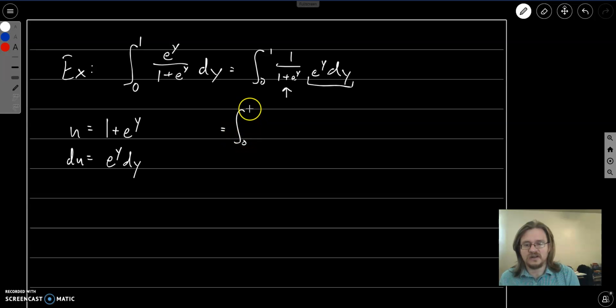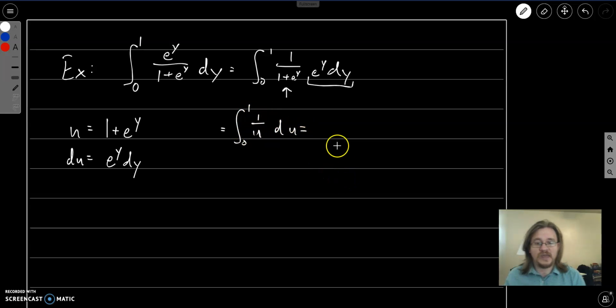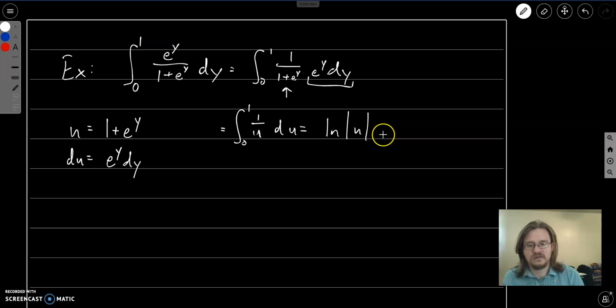So let's plug this in. This is going to be the integral from 0 to 1 of 1 over u, and then e to the y dy is our du. And just like before, we had an integral of 1 over u, so this is going to be the natural log of u, and we're going to evaluate it from 0 to 1.